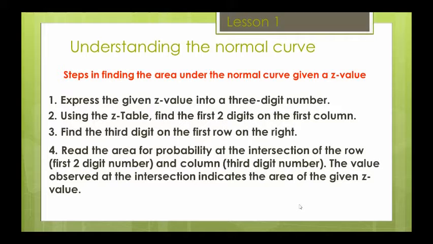Okay, we have here the steps in finding the area under the normal curve given a z value. Number 1, express the given z value into a 3-digit number. Okay, 3-digit number yung express natin yung given value. Number 2, using the z table, find the first 2 digits on the first column. Third, find the third digit on the first row on the right. And 4, read the area or probability at the intersection of the row, first 2-digit number, and column, the third digit number. So the value observed at the intersection indicates the area of the given z value.